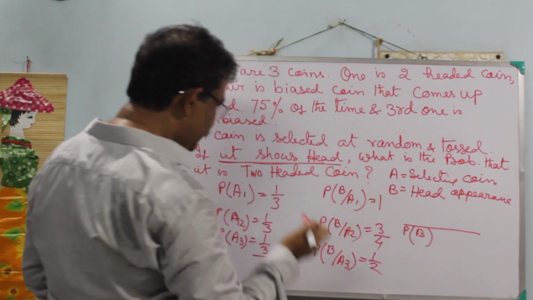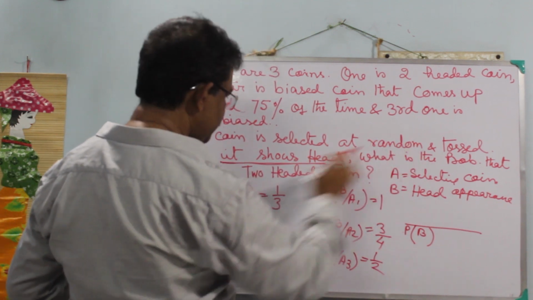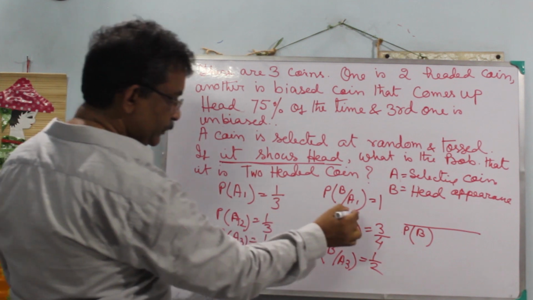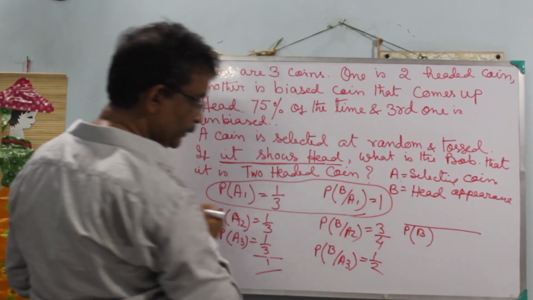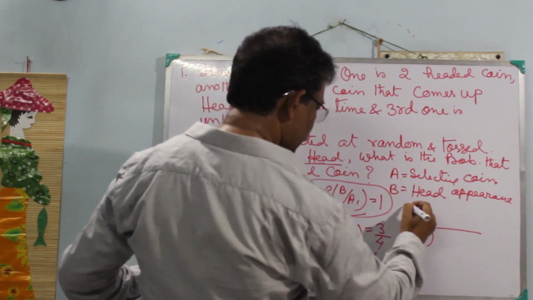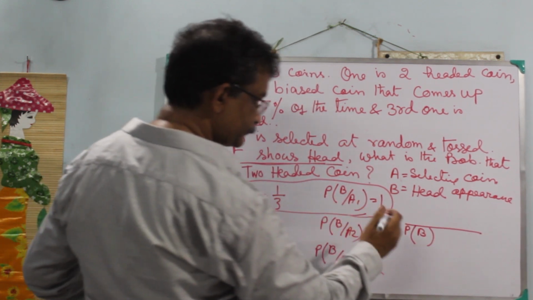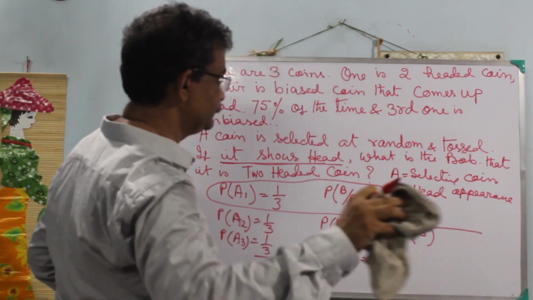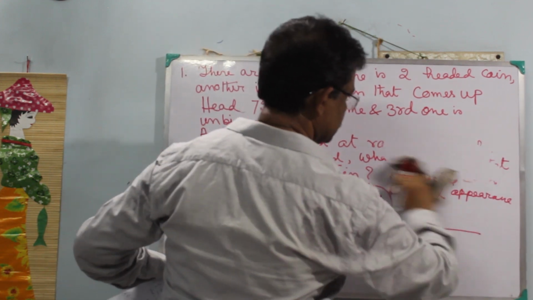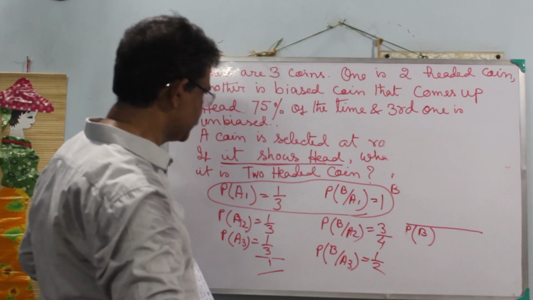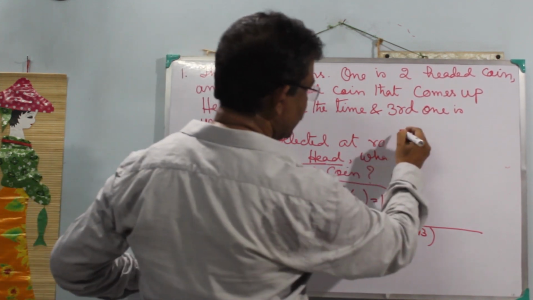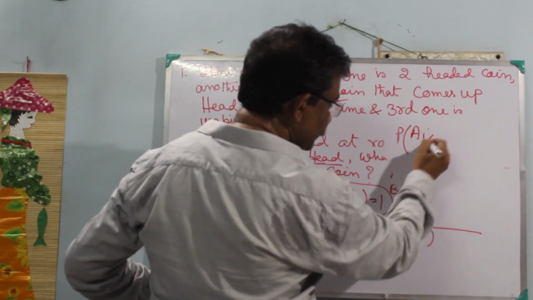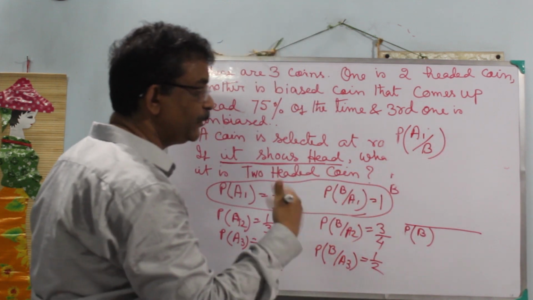And in the numerator, what is required? It shows head. What is the probability that it is the two-headed coin? Two-headed coin means A1. So you take this branch as the numerator. What is the question asked? It shows head, what is the probability that it is two-headed? So probability of two-headed, that means A1 when B occurred, that means head occurred.